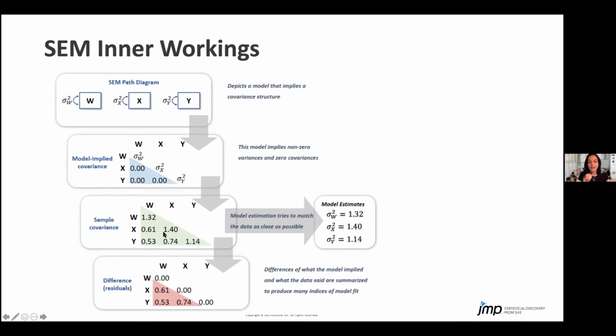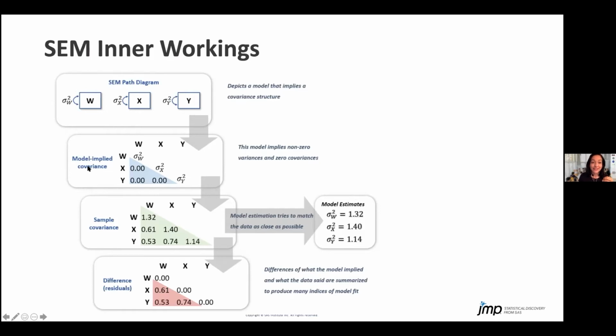But what's going to happen is that during model estimation, SEM is trying its best to match the data from our sample covariance matrix with our estimates as closely as possible within the constraints that the model implies. All right. So in this particular case, we are going to be able to capture the variances of each of the variables exactly as they are in the sample covariance matrix. Those are going to become the estimates of our model. And then those values can be plugged into the model implied covariance matrix.